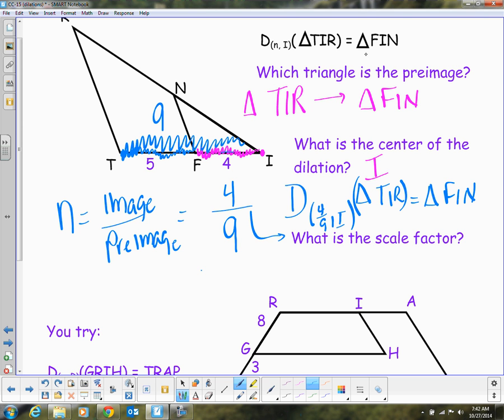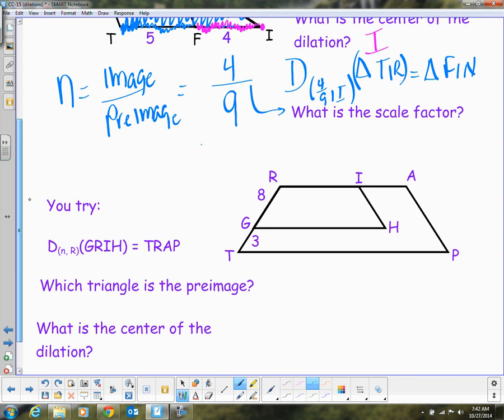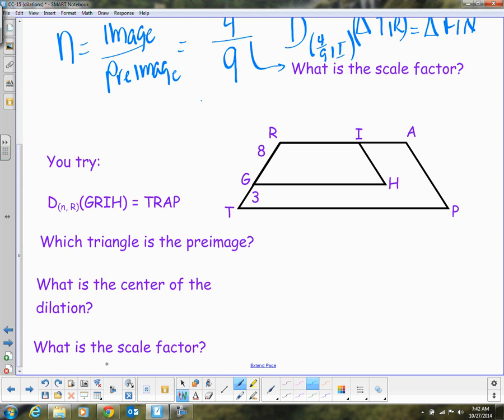So see, there are no primes in this notation. Primes make it easy to know who's the image and who's the pre-image. So how would we do this scale factor? If GRIH maps to TRAP. Brittany?